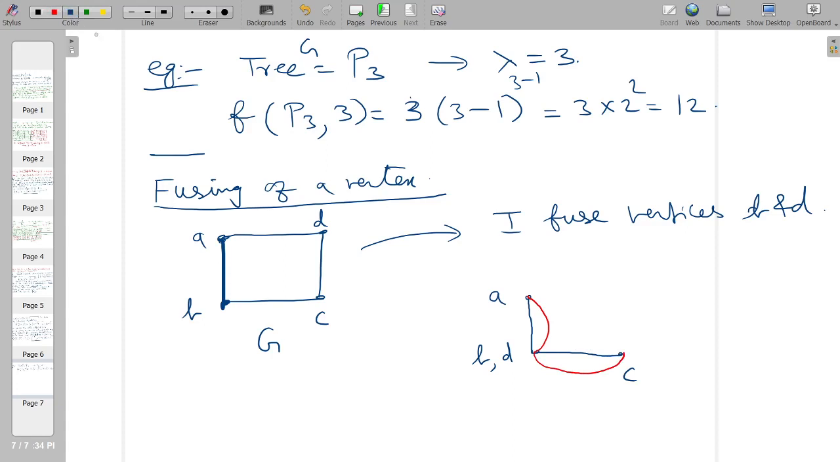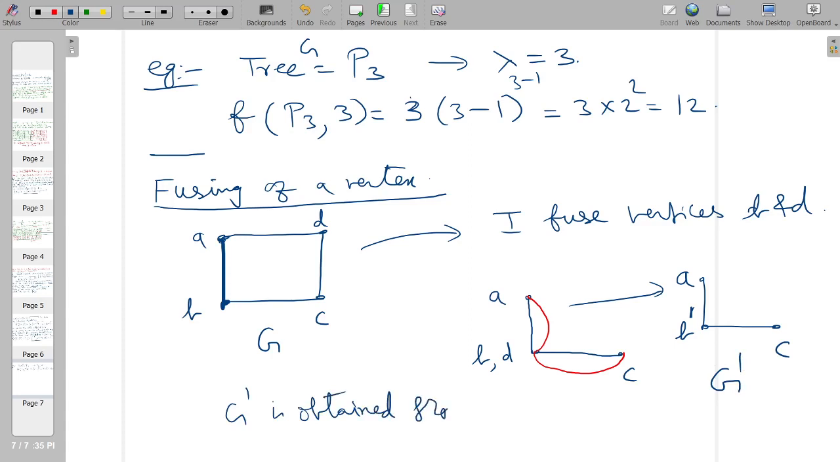Now I make this graph simple by omitting the multiple edges and the loops if I have any. So this will be A. I will call this fused vertex B dash C, and this will be a new graph G dash. G dash is obtained from G by fusing B and D in graph G.